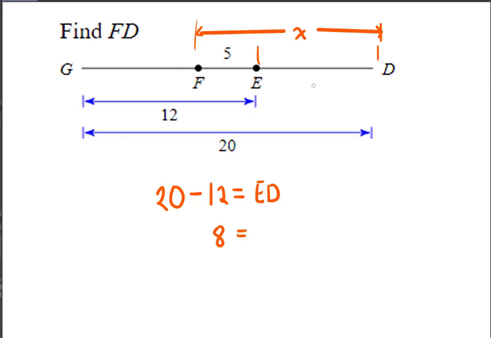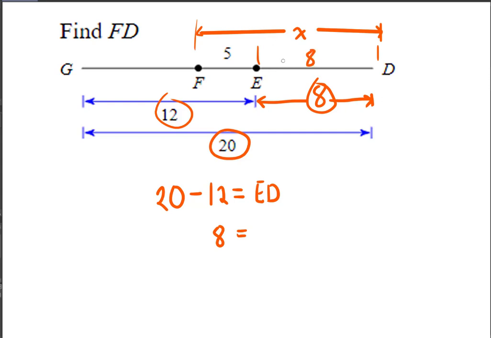So I now know that this distance here is 8. And if I want to see if I'm right, if I add this 12 and this 8 together, it should equal the 20, because once again, the whole is the sum of the parts. Or the whole, if I add all the pieces that make up that whole together, it should equal that whole. Alright, so now I know that this is 8, so I'm going to put that 8 there.